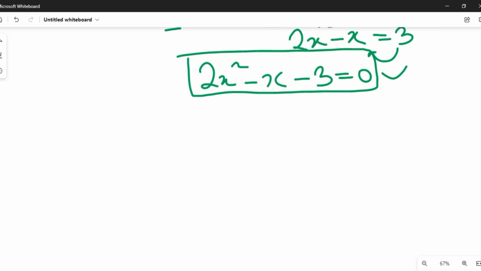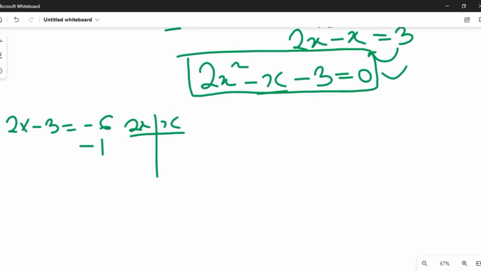So in this solution, we are going to firstly apply the factorization method in solving this equation. In the factorization method, we'll have 2 times minus 3, which will give us minus 6. So we'll look for two values that, when multiplied, will give us minus 6, and when we add them, will give us minus 1, which is the coefficient of x here. So what are those two values?